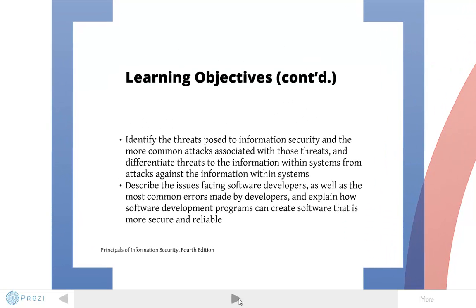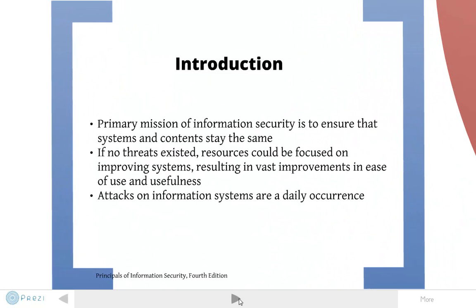We also are going to identify the threats posed to information security, the most common attacks associated with those threats, and differentiate threats to the information within the systems from attacks against the information within systems. And I know that you can read all by yourself, so this is just a warm-up. We'll describe the issues facing software developers, and we'll talk about the secure software development lifecycle.